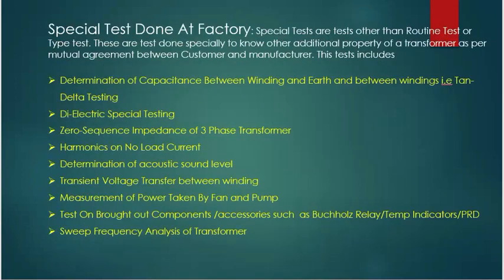Some special testing is also done at the factory. Special tests are the tests that are done other than the routine testing or type testing. These are tests done specifically to know other additional properties of the transformer as per the mutual agreement between the customer and the manufacturer. These tests include determination of capacitance between winding and earth and between the windings. This is also known as the tan delta testing.